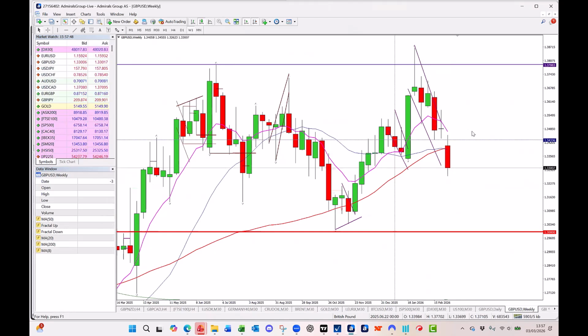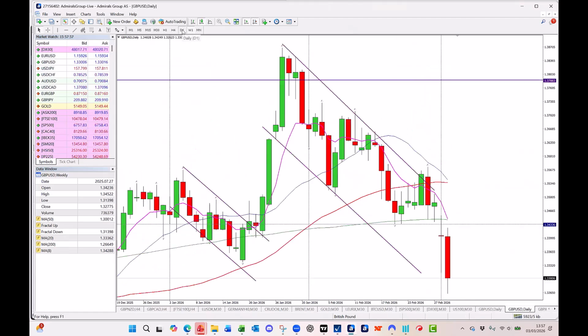Is that dollar strength, sterling weakness? We're back now down this week. It looks like we've closed beneath the weekly 50. Okay, as I said, this is only Tuesday. This can change quite considerably, but that's what it's looking at.